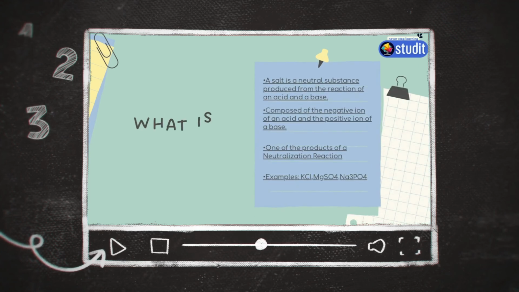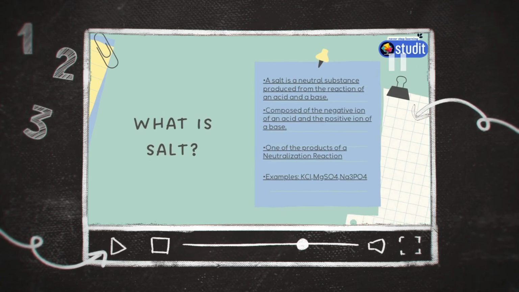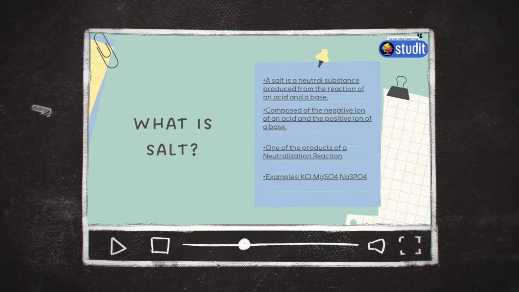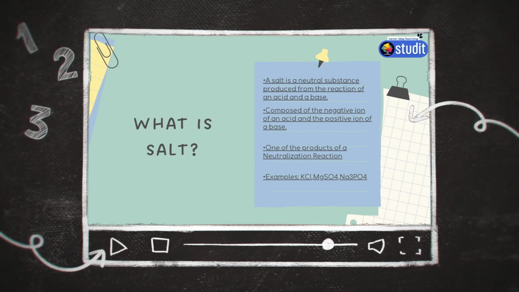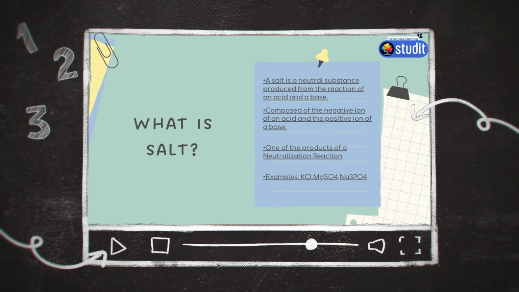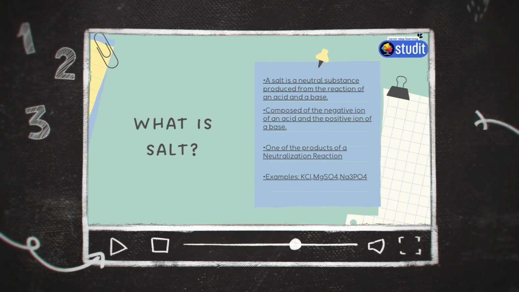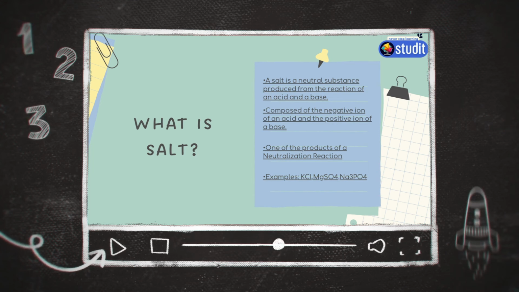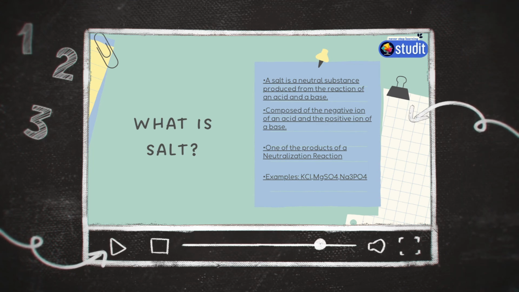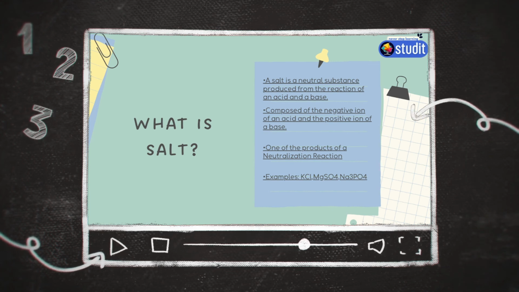What is a salt? A salt is a neutral substance produced from the reaction of an acid and a base. We already discussed how hydrochloric acid and NaOH mix with each other and give out sodium chloride, that is NaCl, and water. It is composed of the negative ions of the acid and positive ions of a base.